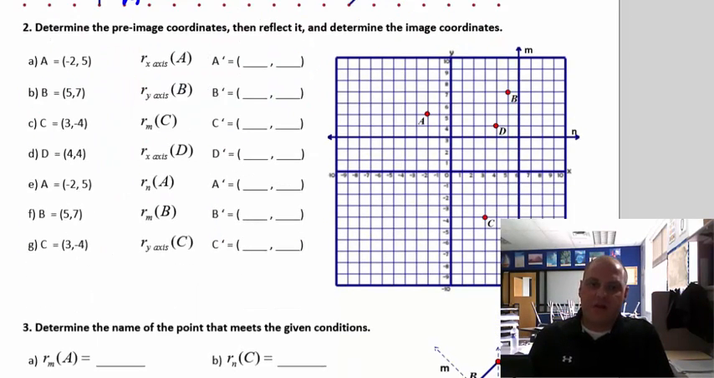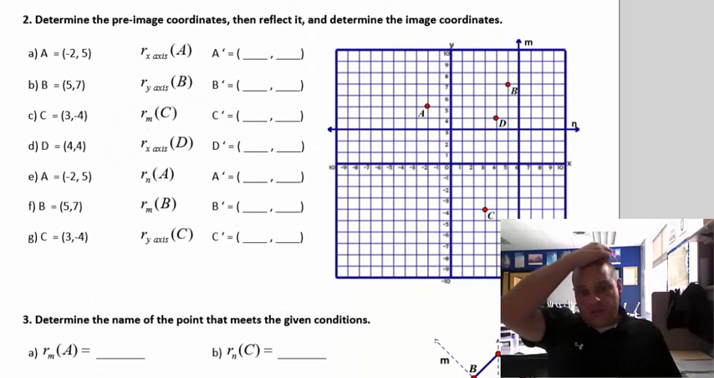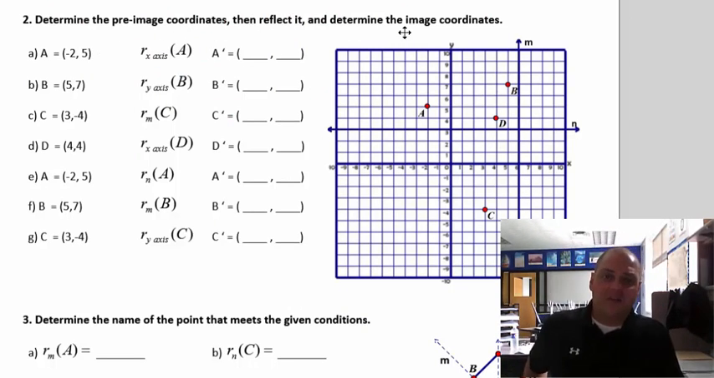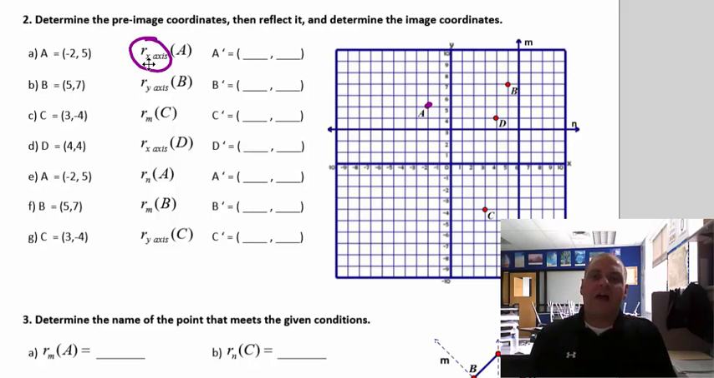There's our 3 reflections. So there's graphing if you have to do it yourself. Now we're going to determine the pre-image, then reflect it, and determine the image coordinates. So point A is -2, 5. Here it is, 1, 2, 3, 4, 5, -2, 5, right there. They want us to reflect A over the x-axis. Where's the x-axis? It's right here.